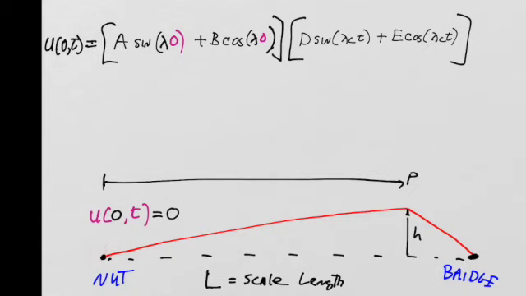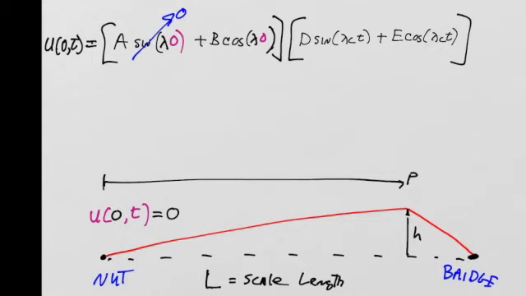But we know what that displacement is. It must be 0. Well, the sine of 0 is always 0. So this term here automatically becomes 0 no matter what, right? Because the sine of 0 is 0. But the cosine of 0, because remember, 0 times lambda is 0, so the cosine of 0 is always equal to 1.